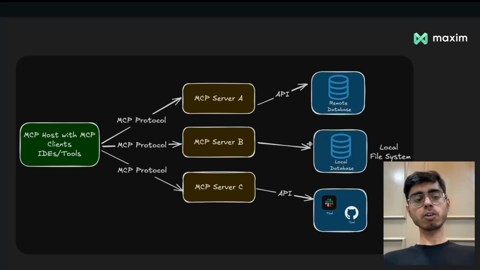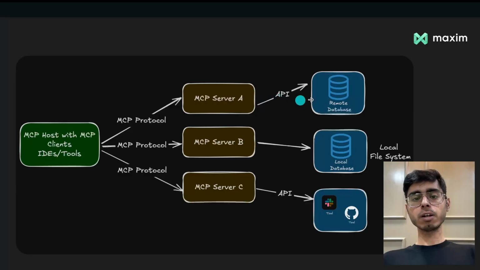Now coming back to the topic, this is a very high level architecture diagram to understand MCP architecture. First of all, we have MCP host, which can have multiple MCP clients. These clients can be IDEs or various tools. Then we have a bunch of MCP servers. Now this MCP server can also further act as a client. The host, that means the MCP clients, communicate with MCP servers using the MCP protocol.